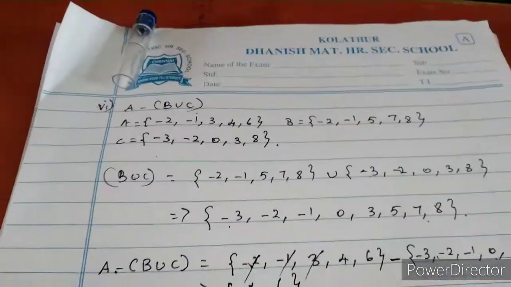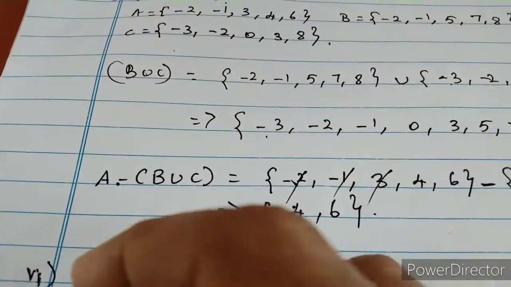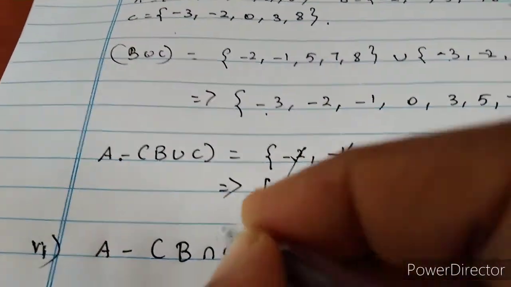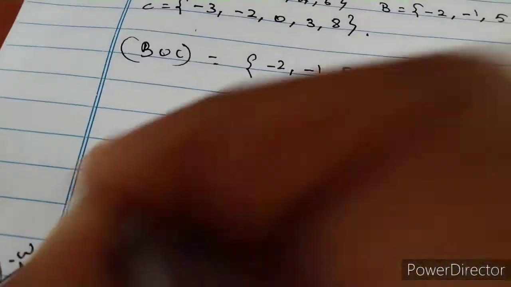Then your next question is A minus (B intersection C). Here, homework sum.